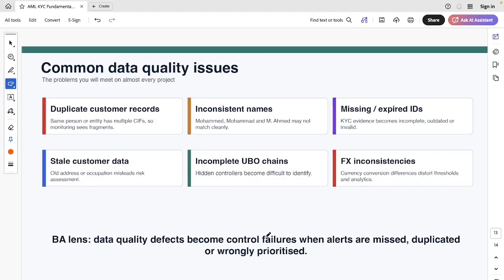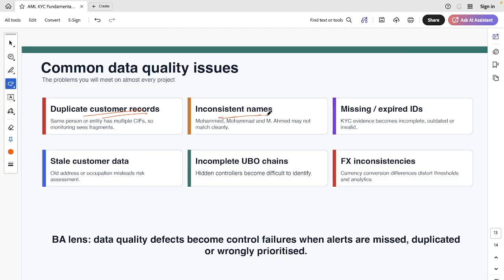Now, even when the systems are available, data quality issues can create serious control failures. Let's discuss the common problems. First is duplicate customer records. The same person or entity may have multiple customer numbers or customer IDs. One account may show salary income, another may show business transactions, and another may show cash deposits. So if the system does not connect them, monitoring sees only the fragments. In simple words, the bank sees one picture instead of one complete movie.